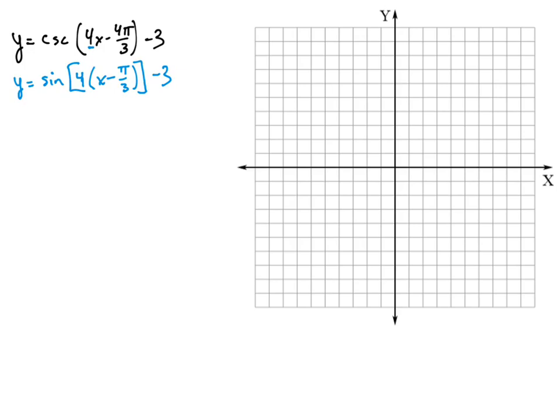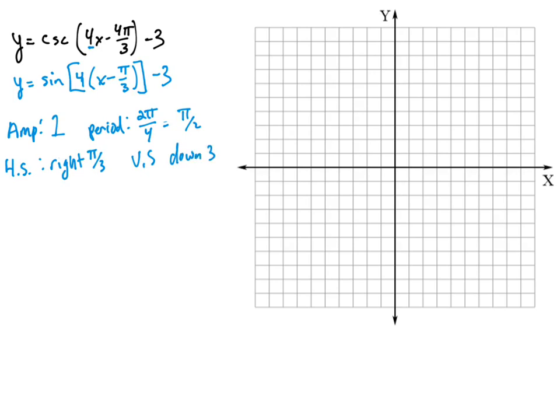Okay, so for the amplitude, we're going to say it's 1, the absolute value of the leading coefficient, so that's 1. The period is 2 pi over b, which is 4, so pi over 2. Horizontal shift, we're moving right pi over 3 units. And in the vertical shift, we're going to say down 3.